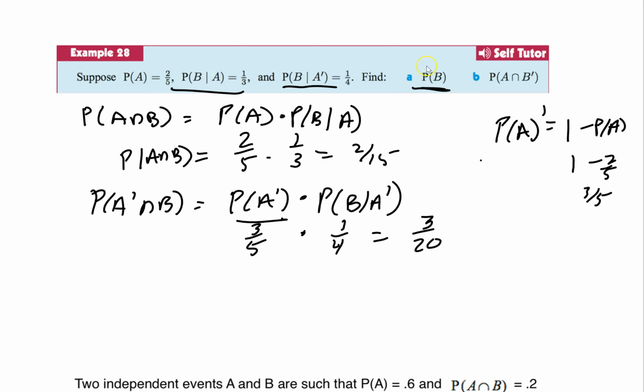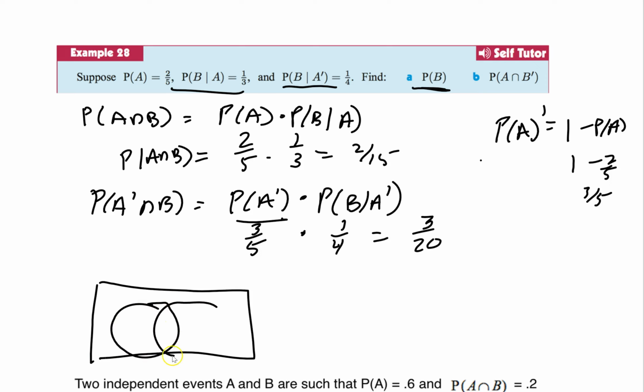But I have no idea what probability B is and what the probability of A intersection B not is. So to help us figure out what all this stuff is, let's make a Venn diagram so we can kind of picture it all. So it's going to be like this. Here's my A, here's my B. Now, a little trick to make this a little easier, I'm going to put this in decimal form. Otherwise, it's going to be too much of a mess to try to figure out what everything is.